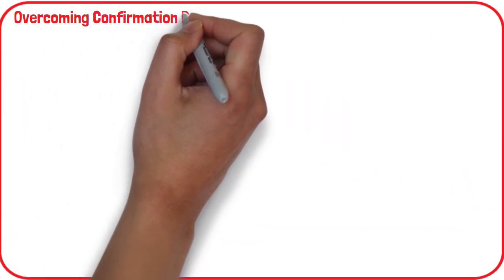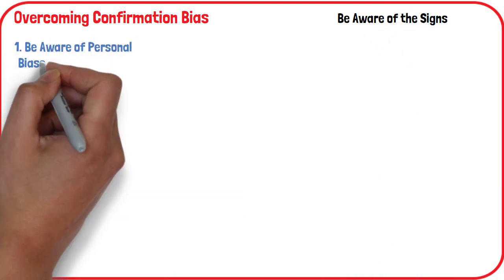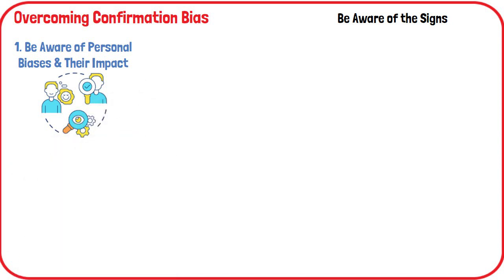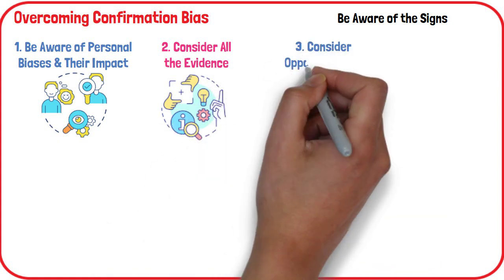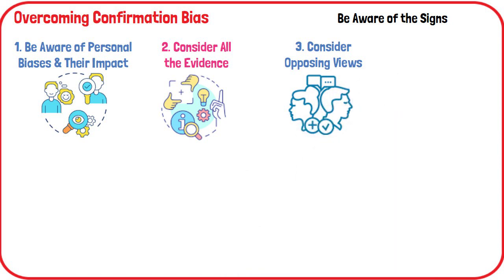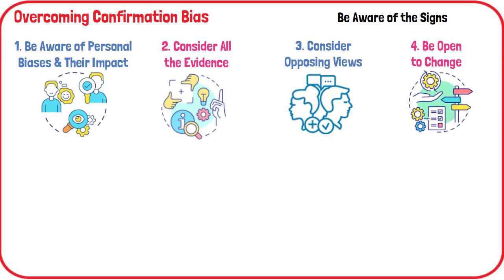Be aware of the signs that you may be falling victim to it. This includes being aware of your personal biases and how they might be influencing your decision-making. Consider all the evidence available, rather than just the evidence confirming your views. Seek out different perspectives, especially from those who hold opposing views. Be willing to change your mind in light of new evidence, even if it means updating or even changing your current beliefs. That's all on confirmation bias from my side.